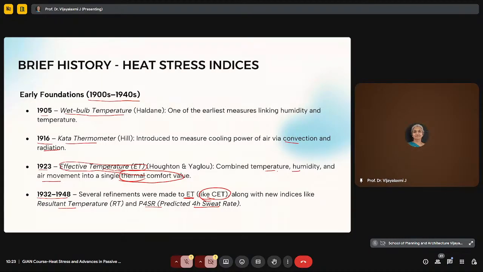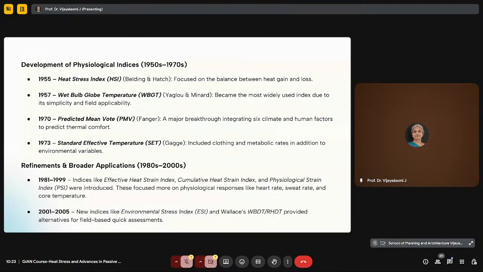Then came the development of physiological indices from 1950 to 1970. In 1955, the heat stress index, which focused on heat loss and heat gain equations. Then the WBGT, or wet bulb globe temperature. This became the most widely used index because it was simple and applicable in the field. And I also know this primarily compared to anything else. I use this primarily.